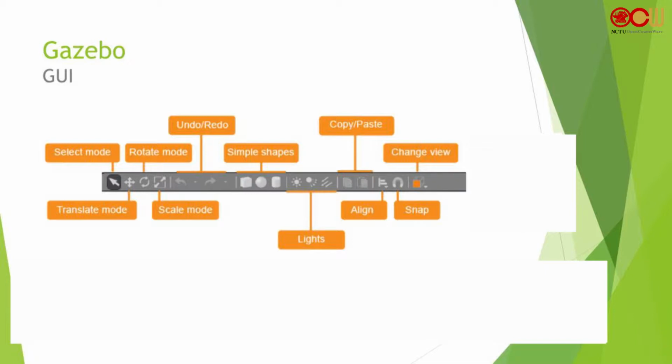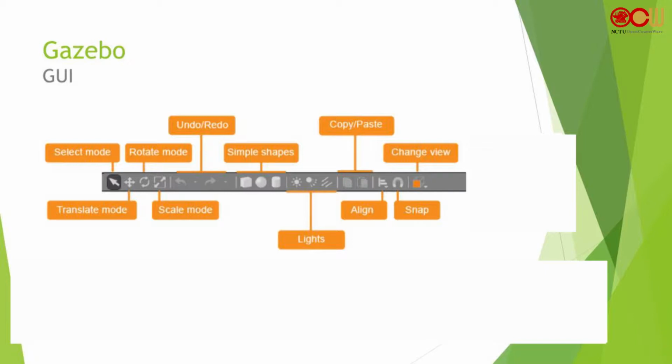And the first one is the mode you can choose. Select mode is just, you can click the project or the object or maybe the models you want. And translate mode is to move it. And rotate is for rotate, yeah. And scale mode is for changing the scale of the object. And the middle side is undo and redo. You know it, yeah.